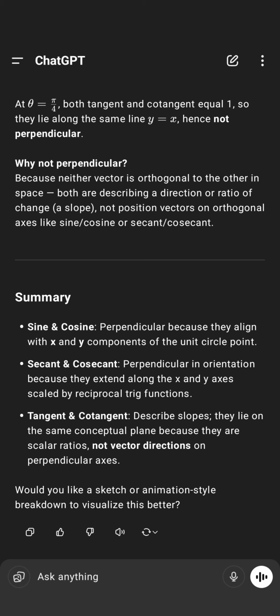Summary. Sine and cosine are perpendicular because they align with the x and y components of the unit circle point. Secant and cosecant are perpendicular in orientation because they extend along the x and y axes, scaled by reciprocal trig functions. Tangent and cotangent describe slopes. They lie on the same conceptual plane because they are scalar ratios, not vector directions on perpendicular axes.